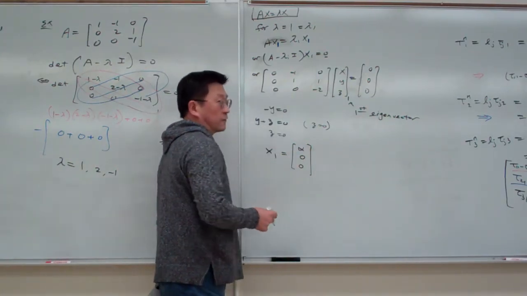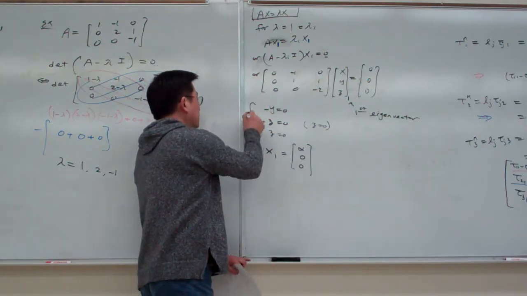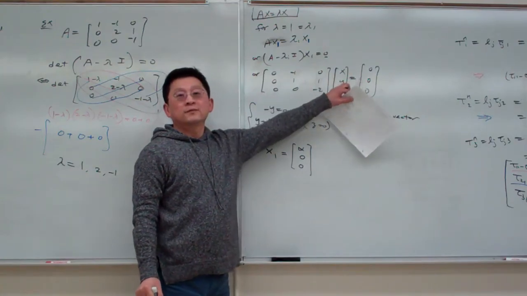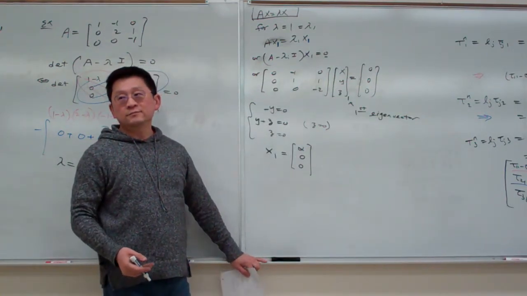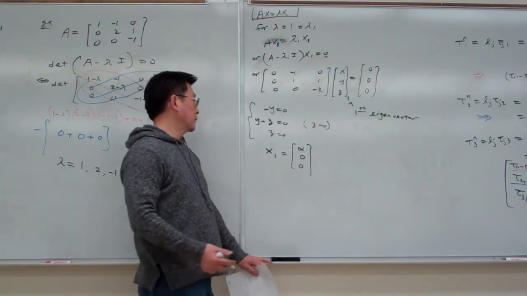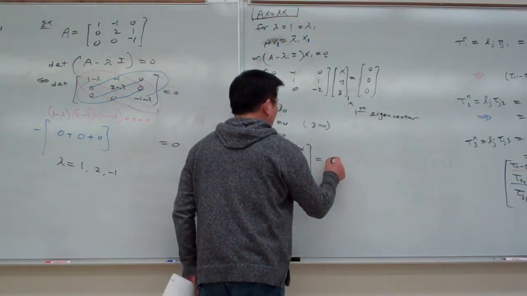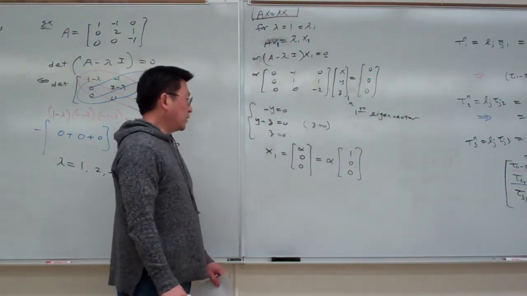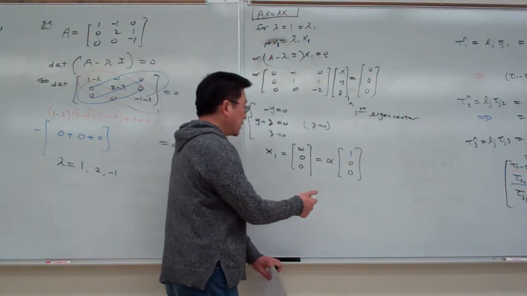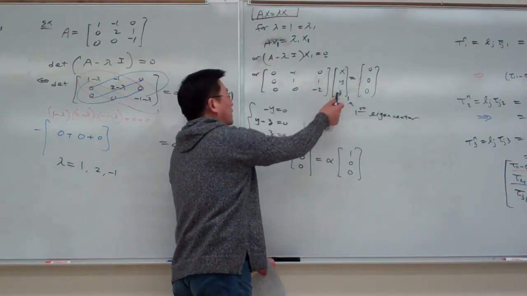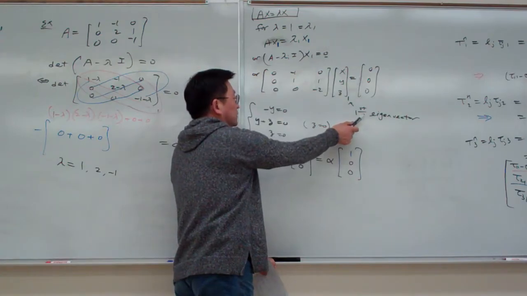Let me just use alpha. From these 3 equations, we don't know the value for x, right? It's arbitrary. For arbitrary reason, we simply say it's alpha or anything. And usually, that's represented as alpha 1, 0, 0. So from this, you can see the ratio of the elements inside the first eigenvector.